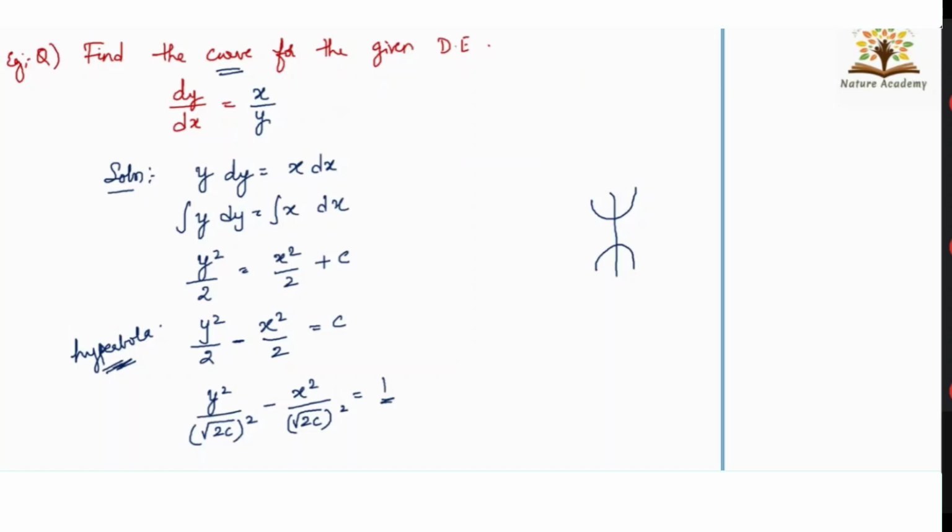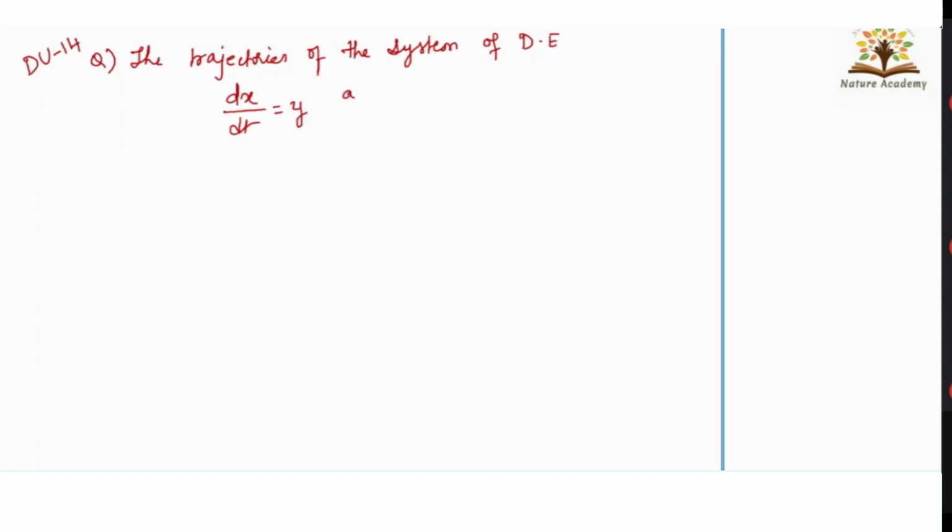Now I will do one problem based on this from a previous year. This one was asked in the Delhi University exam in 2014, DU 2014. The question is: the trajectories of the system of differential equations dx by dt equal to y and dy by dt equal to minus x are. The options are ellipse, hyperbola, circles.